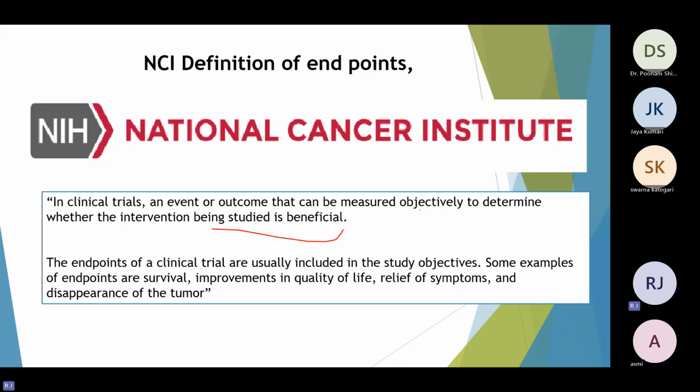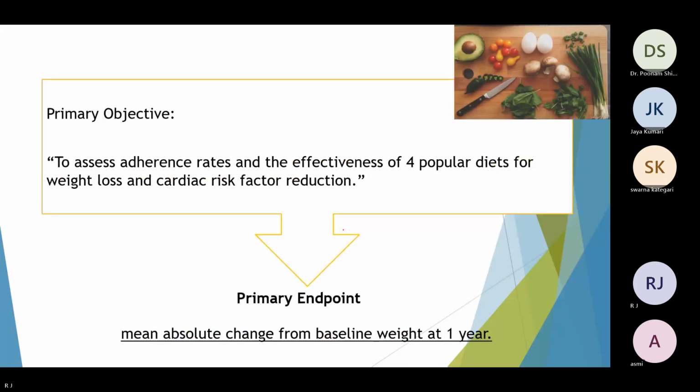Okay, now we'll see with the help of one example. For example, I have to assess the adherence rate and effectiveness of 4 popular diets for weight loss and cardiac risk factor reduction. This is my primary objective, right? I want to determine the adherence rate and the effectiveness of 4 popular diets for weight loss and cardiac risk factor reduction.